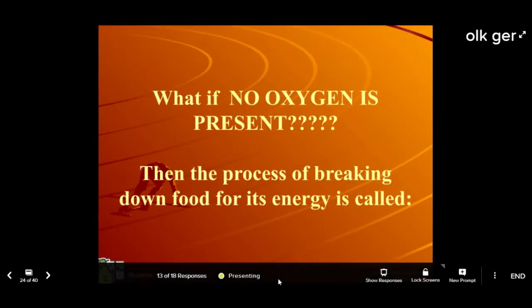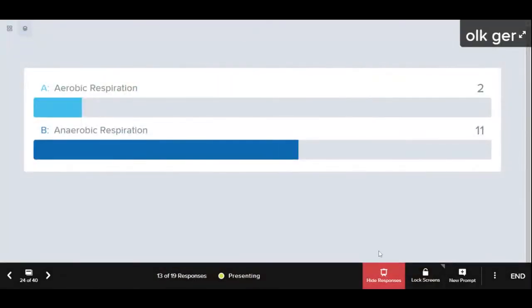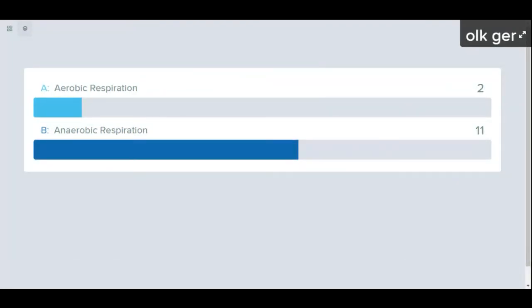Oh my gosh. Sorry, I didn't show my responses. When oxygen is not present, it is called anaerobic respiration. You're right. I knew you were smart. The balloon said otherwise, but I knew you were smart. I argued with the balloon on your behalf.